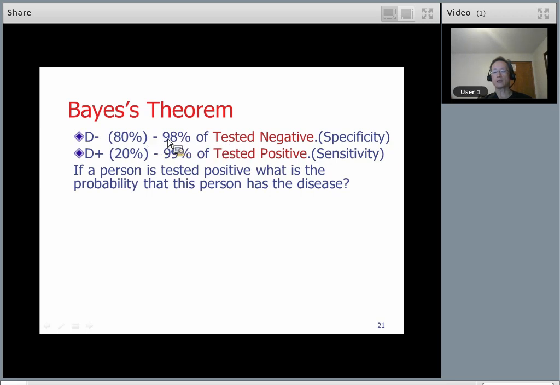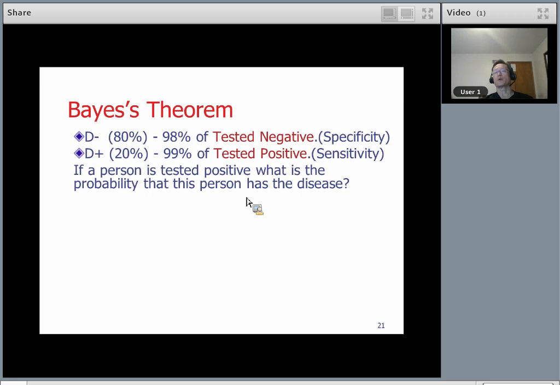That's out of these, 98% will test negative. Among those who don't have the disease, 98% will test negative, and that measure is the so-called specificity. Out of those who have the disease, we say 99% tested positive. So negative relates to specificity, out of those who don't have the disease. But for those who have the disease and tested positive, that's the so-called sensitivity. Now, under such a situation, if a person tests positive, what's the probability that this person has the disease? How do we do this problem?